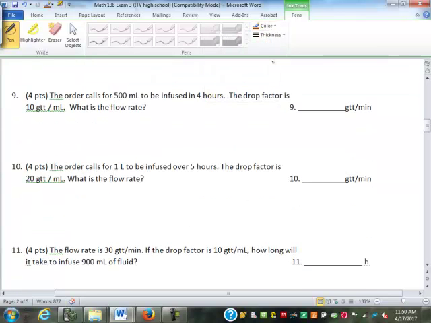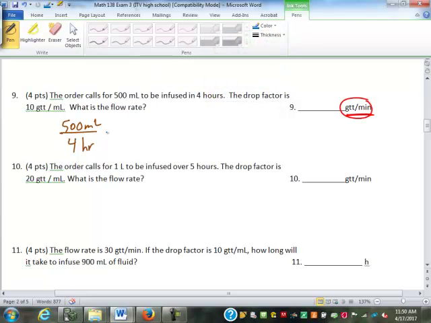The order calls for 500 milliliters to be infused over 4 hours. So 500 milliliters over 4 hours. Drop factor is 10 drops per milliliter. What is the flow rate? So again, whenever we're asked for a flow rate, we need to figure out what units we want our result in. This is going to be drops per minute. So right now we have milliliters per hour. We need to change both of those.